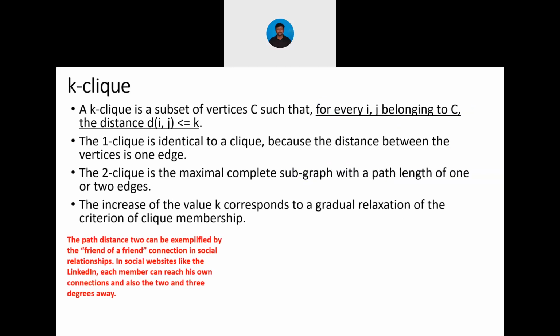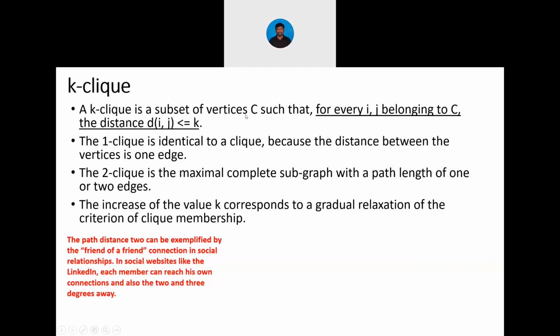Okay. So what is meant by k-clique? A k-clique is a subset of vertices C, such that for every i comma j belonging to C, the distance, you know this thing, right? We have studied the distance. The distance of i comma j is less than or equal to k, right?